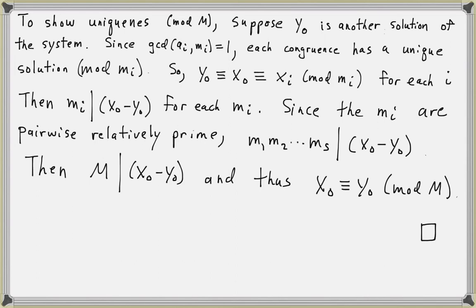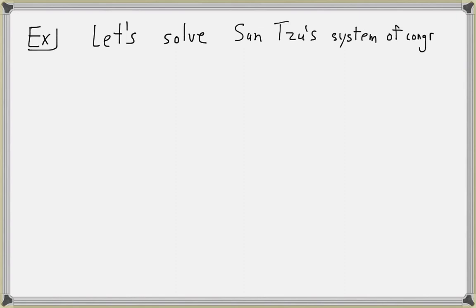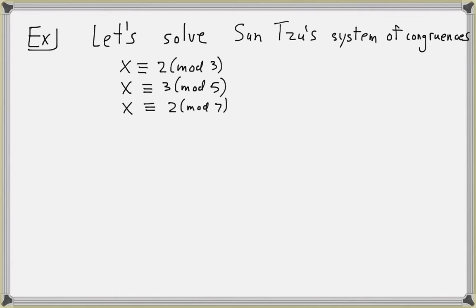So we can use the Chinese remainder theorem to solve systems of linear congruences. Now let's go back and solve the question that Sun Tzu asked almost 2,000 years ago. Let's solve Sun Tzu's system of congruences. Recall the congruences were: x is congruent to 2 mod 3, x is congruent to 3 mod 5, and x is congruent to 2 mod 7. So let's compare this system to the statement of the Chinese remainder theorem.